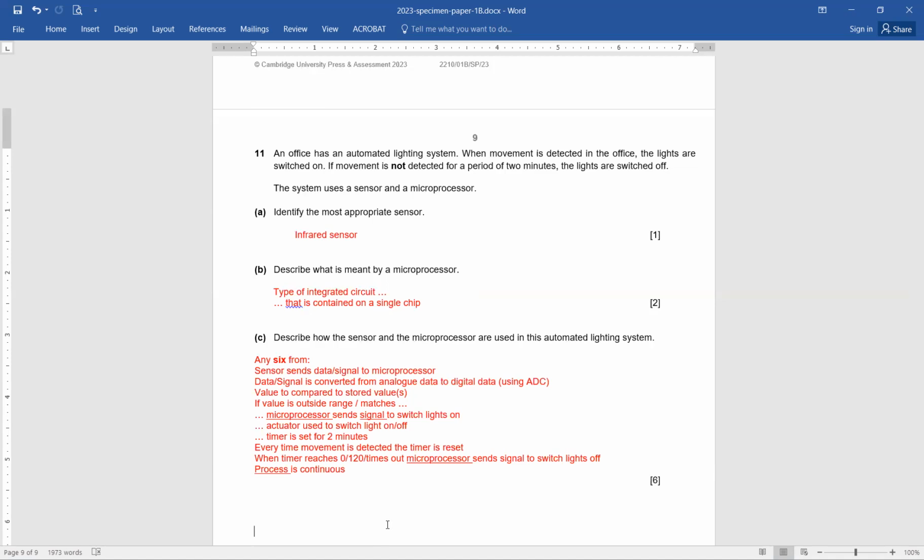And the timer is set for 2 minutes. That's why every time the movement is detected, the timer is reset. When timer reaches 0 or 120, then the microprocessor sends a signal to switch the lights off. The process is continuous. Please remember the process is continuous. That is the most important thing, that you can either use the term process is continuous, or you can say it's a feedback loop. So it's a continuous process. So if you have written the answer, writing down 6 valid points, and you have maintained the right order, then you can easily score 6 out of 6.